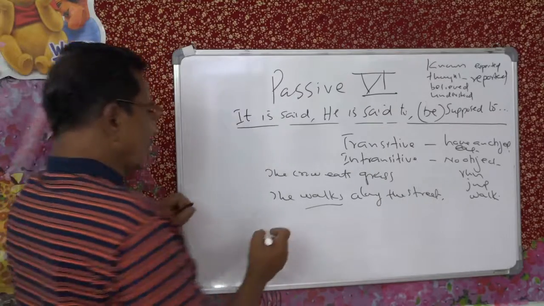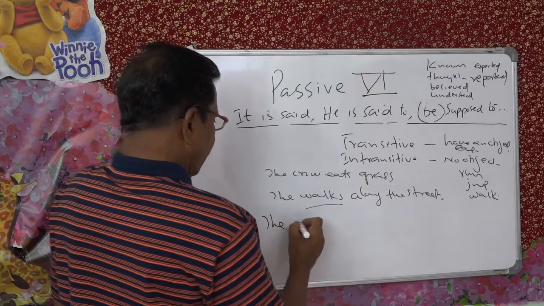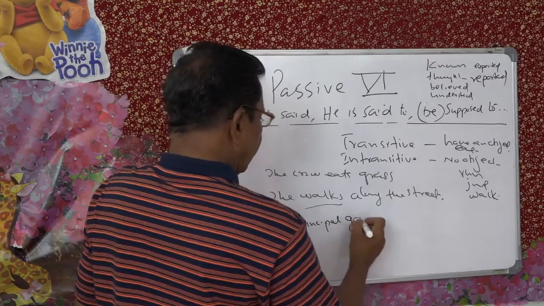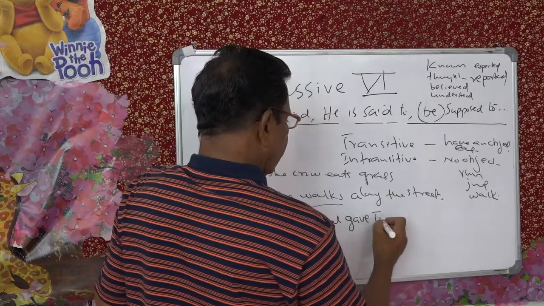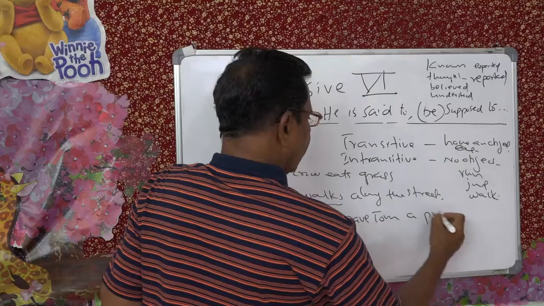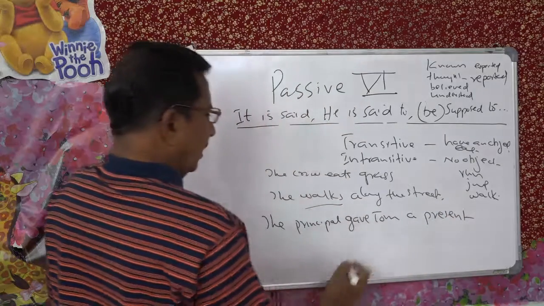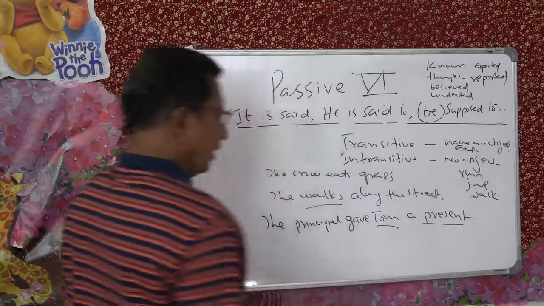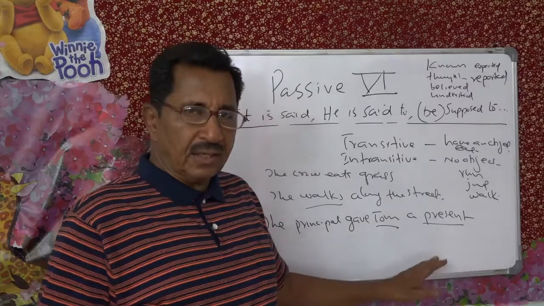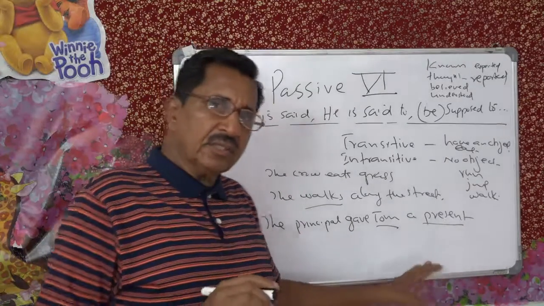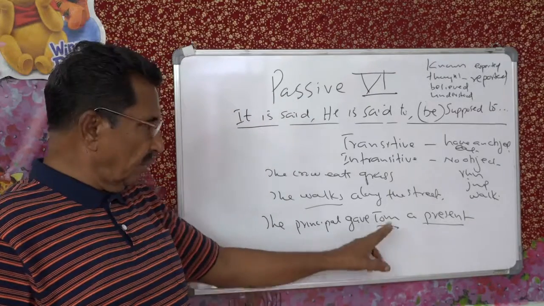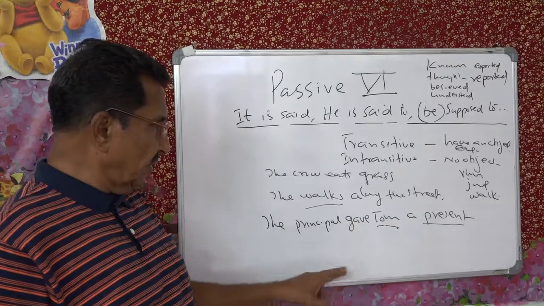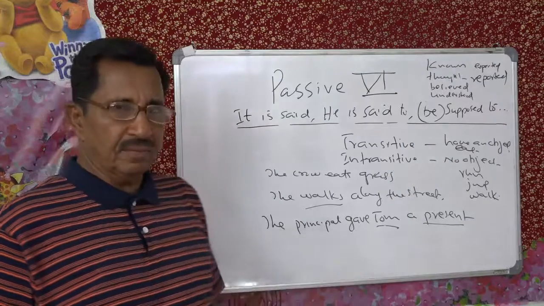Listen, again we have got another one. The principal gave a present to a person. So here we have got two objects. Gave what? A present. To whom? To a person. So when you have got two objects like this, I told you, it is always better to start with the personal object. So the passive will be: Tom was given a present by the principal. Understand?